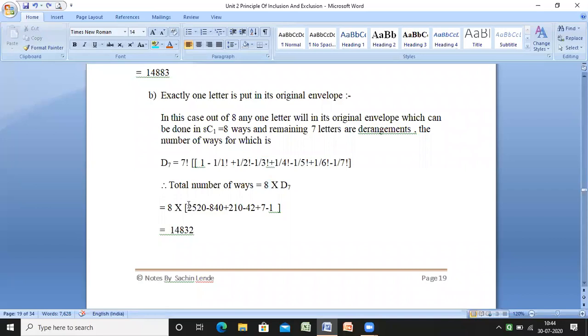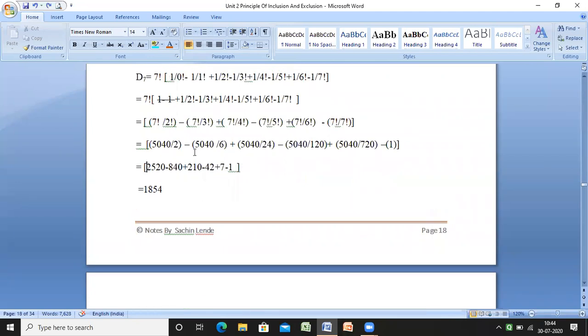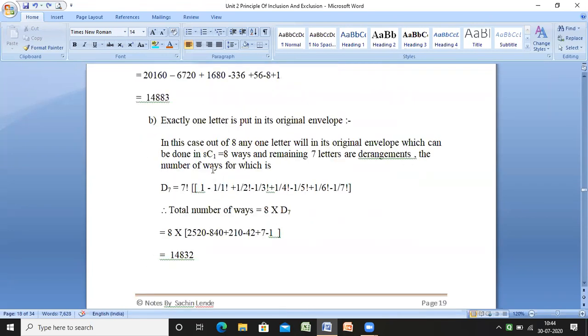Okay, so in this way, in the above example, what we get from the D7 here, yesterday we calculated, and the D7 values were 2520, 840, 210. This is the value we get, that is 1,854, the last output. So what we did over here in this example, 8, that means the number of ways for the first letter that we already put in the original position, is 8 ways, multiplied by D7. The D7 value is over here. So whatever value we get from that output, I'm going to multiply it by 8. So how many ways do we get?